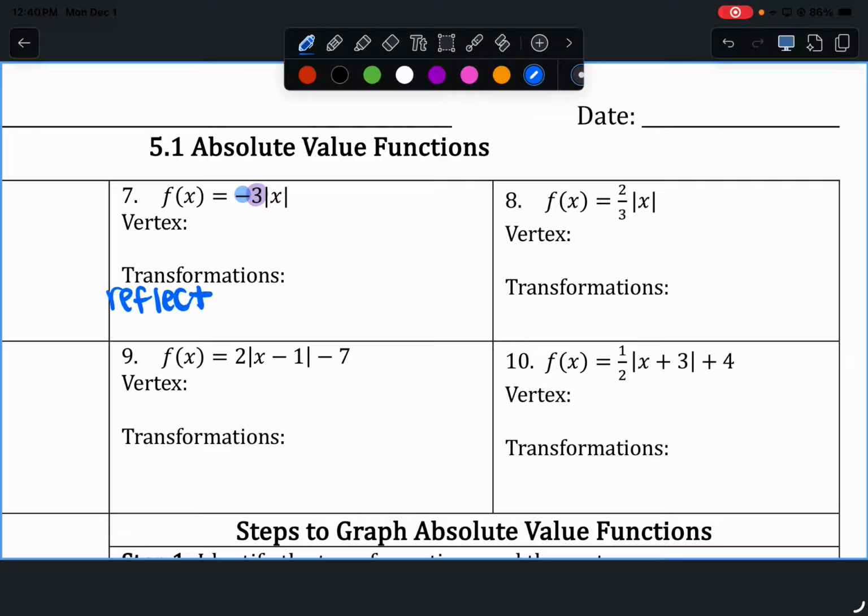Okay, but what does that 3 being in the front cause to happen? So it gets flipped, and then what's going to happen to it? It's going to stretch, okay? It's going to have a vertical stretch. And it's going to be a vertical stretch by the factor of 3. Just means it's being multiplied by 3. Okay, does either of those things affect the vertex? No. So what is our vertex? 0.